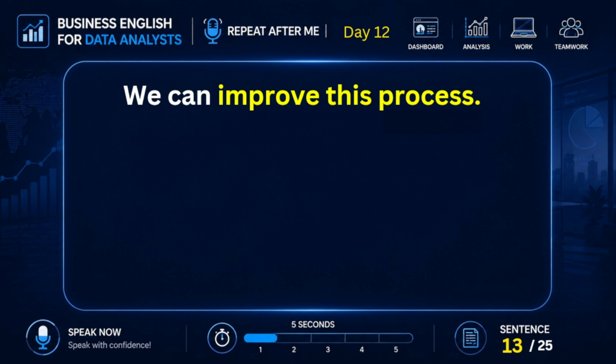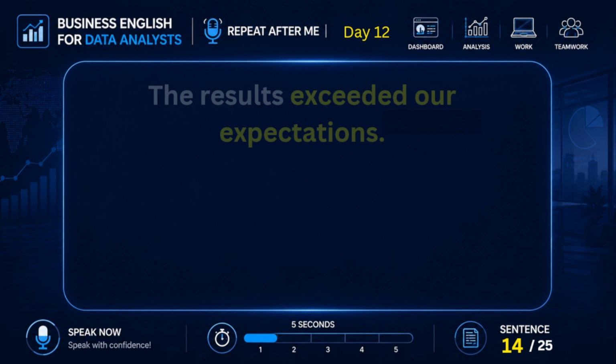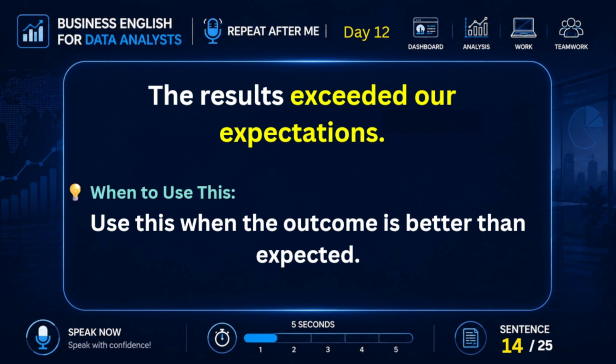We can improve this process. Use this when suggesting process improvements. The results exceeded our expectations. Use this when the outcome is better than expected.